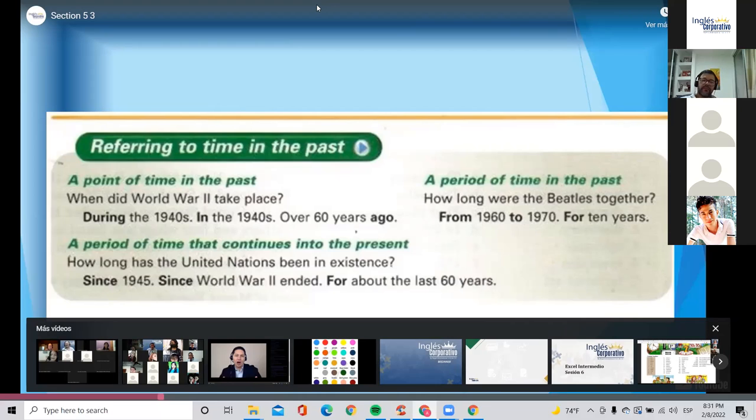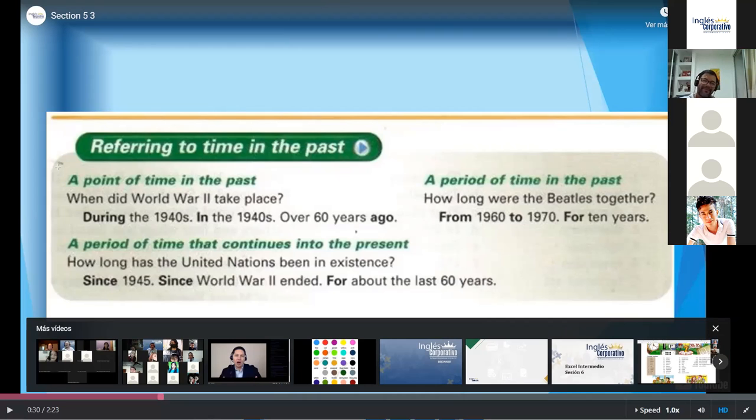Who wants to help me read this section right here? We will do three people. So who wants to read this one? Me. Go ahead. Okay. A point of time in the past. When did World War II take place? During the 1940s? In the 1940s? Over 60 years ago. Thank you so much, Alexander.